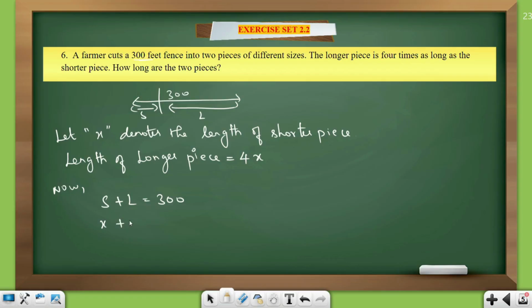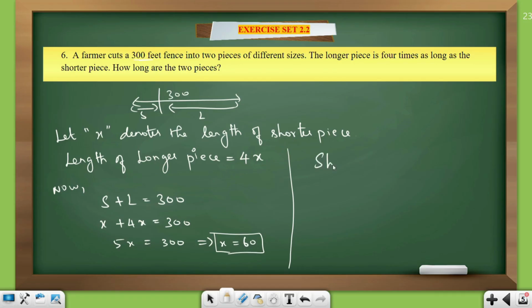Shorter piece is given as x and longer piece is given as 4x, which equals 300, and it is 5x equals 300. This implies x equals 300 by 5, which is nothing but 60. So we got the length of the shorter piece as 60 feet.